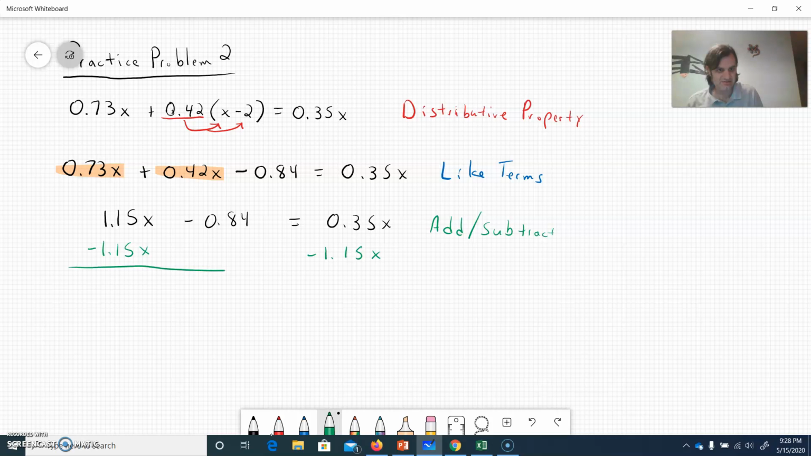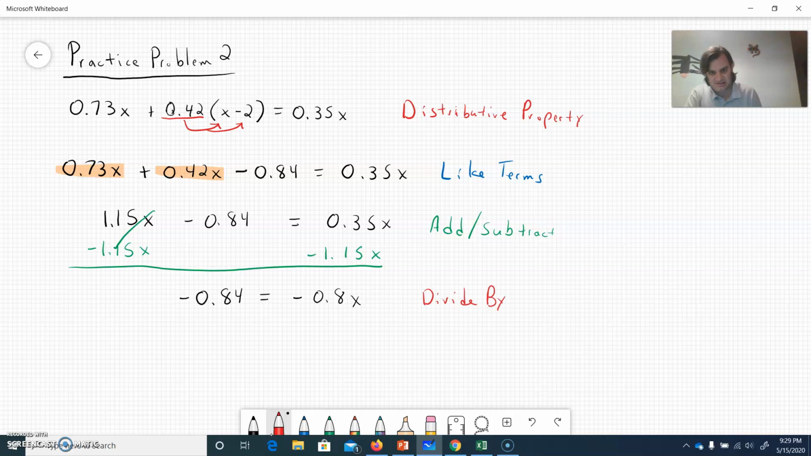Okay. So on the left-hand side it will cancel out. Now on the left-hand side all I'm left with is negative 0.84. On the right-hand side I've got my calculator, 0.35 minus 1.15, and I get negative 0.8x. And now this time I have a coefficient in front of the x, the negative 0.8. So I'm going to divide by the coefficient. That's the number in front of the variable.